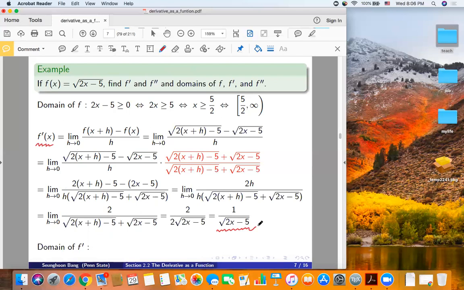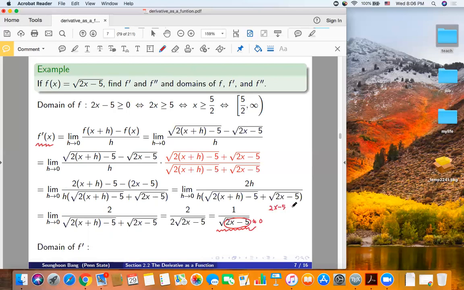The 1 over square root of 2x minus 5 must not equal 0. The bottom one is non-zero. If the bottom equals 0, it is undefined, so this is not in the domain. One more: the 2x minus 5 is in a square root.